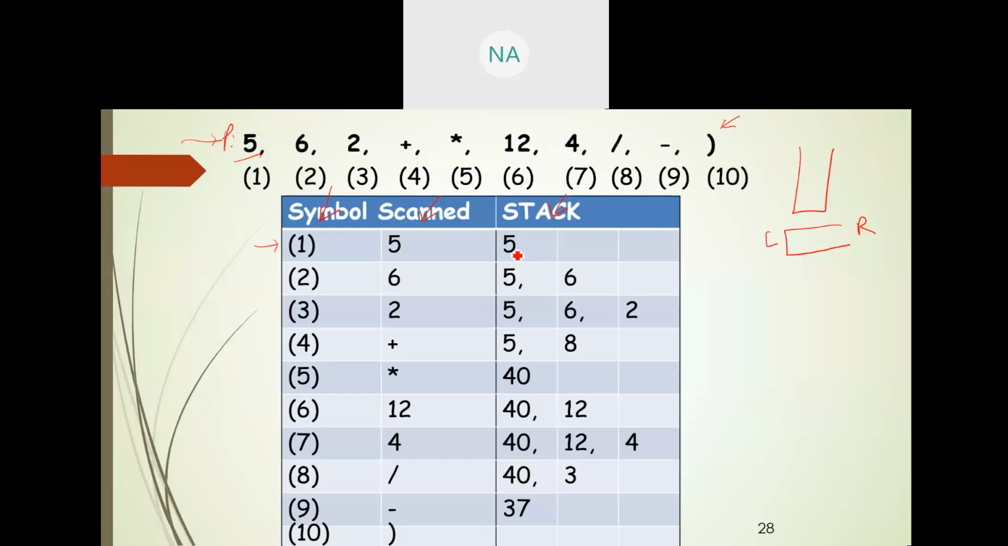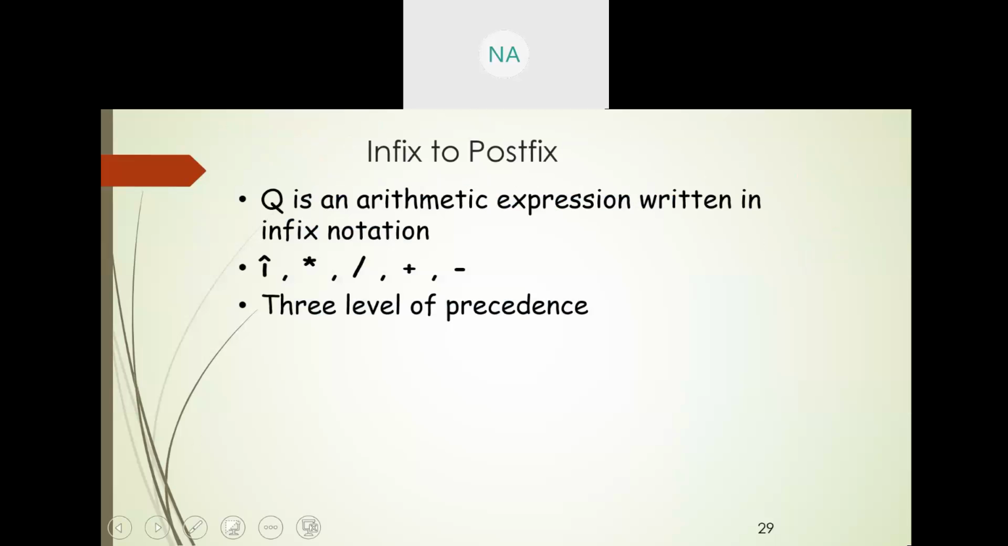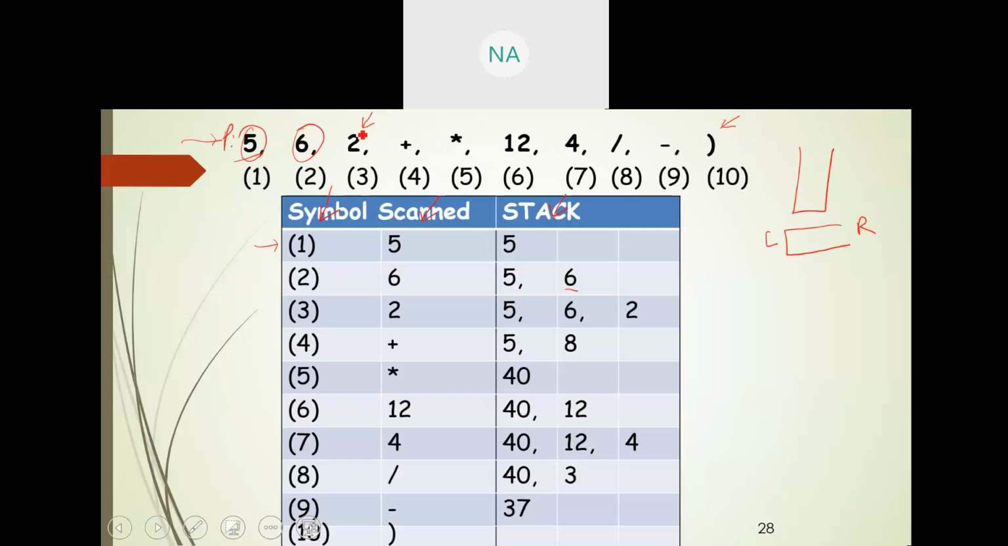The second element is 6. Okay, 6 is also an operand, so 6 will also be pushed onto the stack. So after 5, 6 is pushed, right? Now consider the next element, which is 2, right? So 2 is also an operand, it is also pushed onto the stack, right?